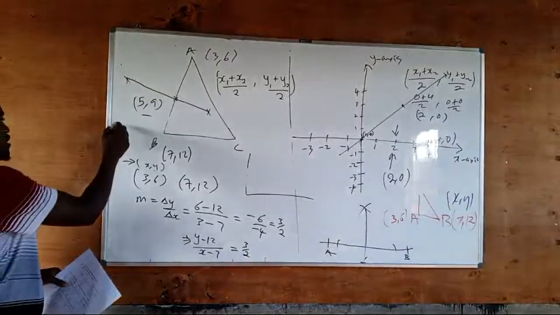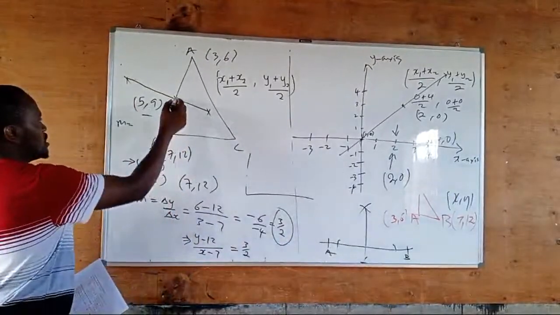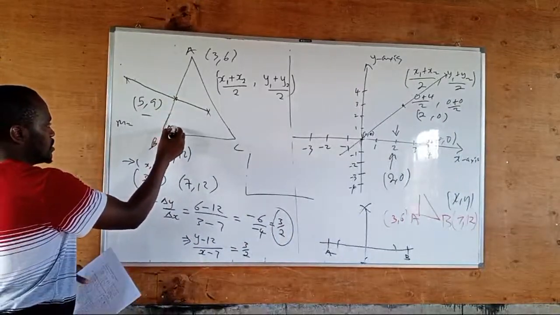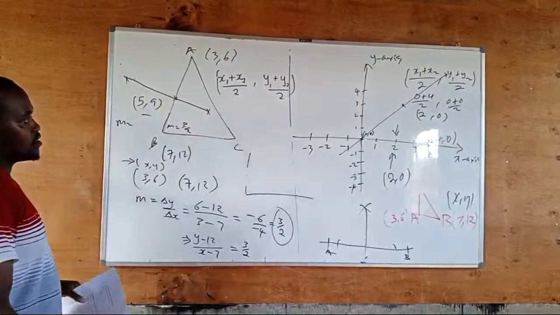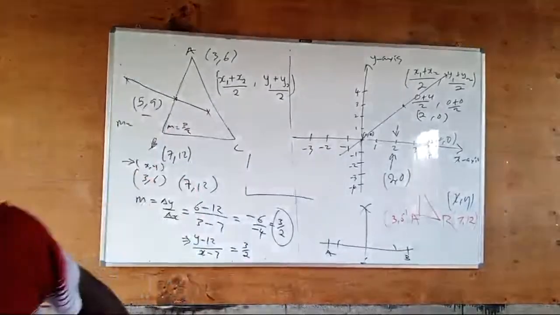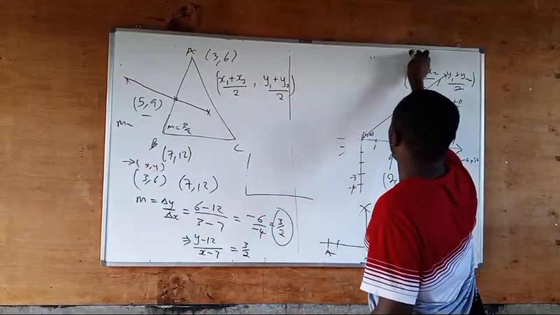Alafu gradient, unakuja unachukua hii. This is the gradient of this line. M equals 3 over 2. The gradient of this other line is such that m1 times m2 equals -1.